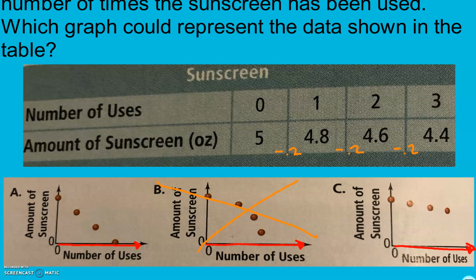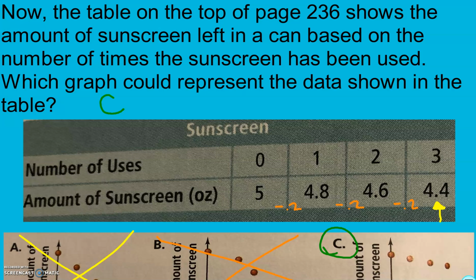And the difference between A and C is that in A, it tells us after 4 times it's 0, but here it tells us it's 4.4. So it can't be A, it has to be C. And I'll finish this section in another video.